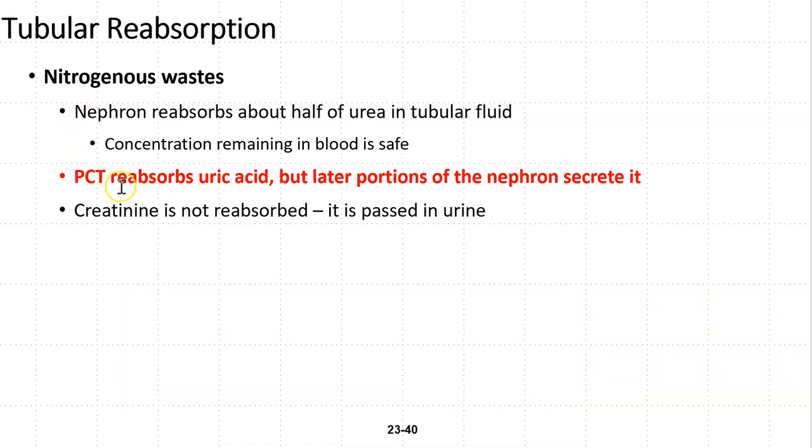During tubular reabsorption, nitrogenous wastes are reabsorbed. The nephron reabsorbs about half the urea in the tubular fluid, so the concentration in the remaining blood remains safe. The proximal convoluted tubule reabsorbs uric acid, but later in portions of the nephron, like the distal tubule, it's secreted back into the urine. Now, creatine is never reabsorbed in any process. It's just passed through the urine and excreted out of the body.